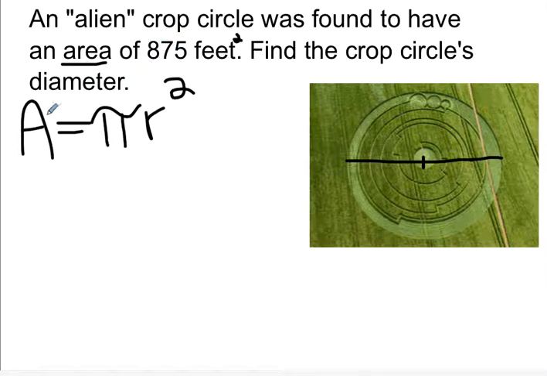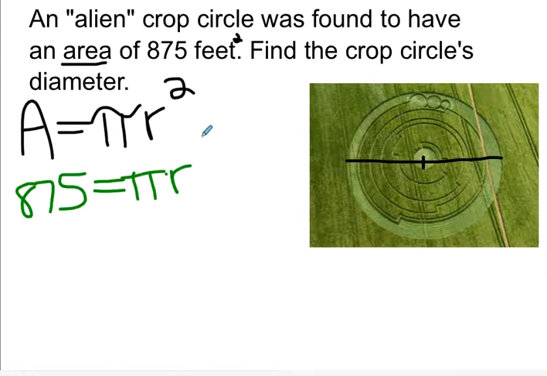So 875 feet is the area. So I'm going to plug in 875 for A. So I get 875 equals pi times r squared. Now I got to get r by itself, so I got to figure out a way to get rid of this square, and I got to figure out a way to get rid of this pi. But order of operations, I'm going to have to get rid of the multiplication first. So what I'm going to do is divide both sides by pi.